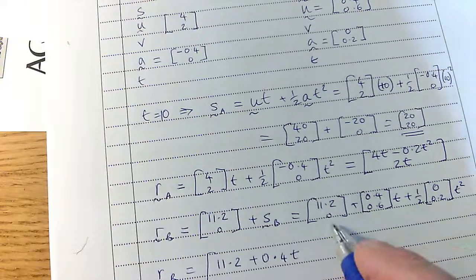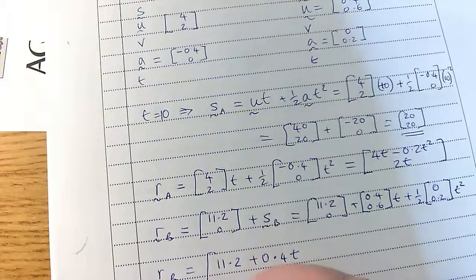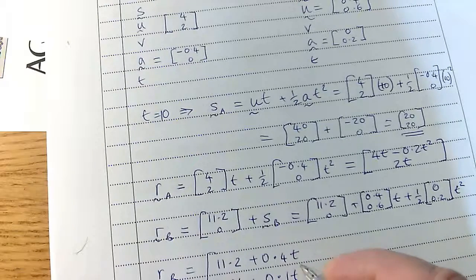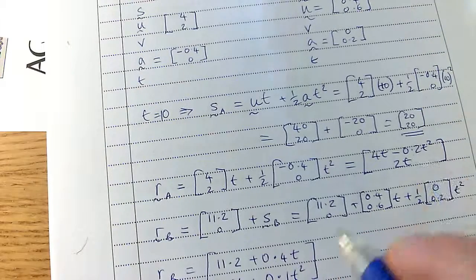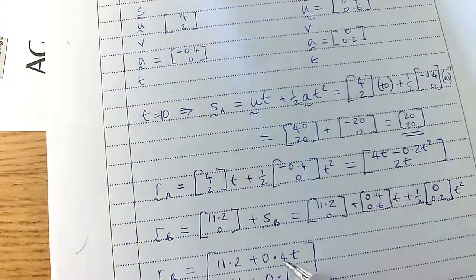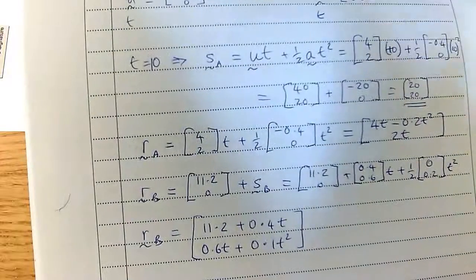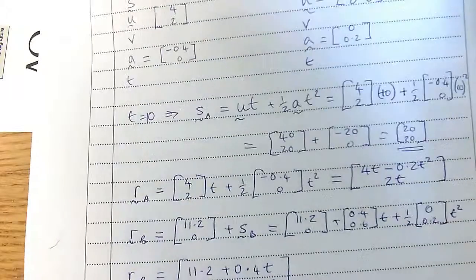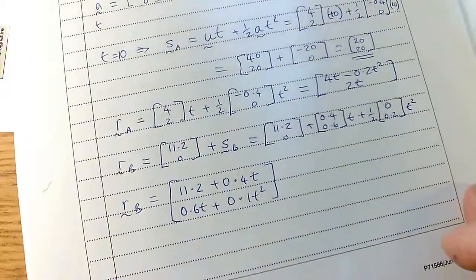And on the bottom, I've got 0 plus 0.6t plus a half of 0.2, which is 0.1t squared. So these two vectors have to equal each other. I could either equate the x's or equate the y's. I can see I've got an easier quadratic if I equate the y's, but since you're allowed to use your calculator to solve the quadratic, it doesn't really matter what you equate.